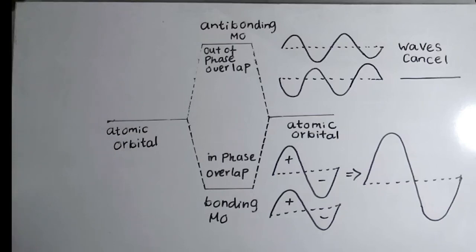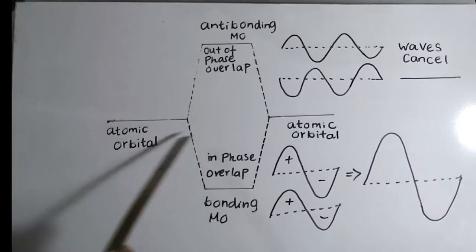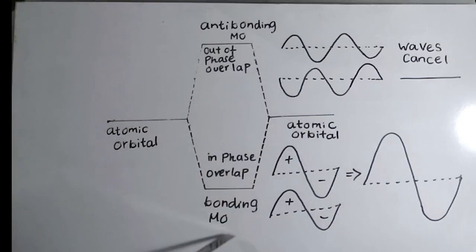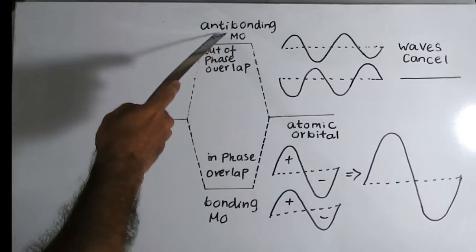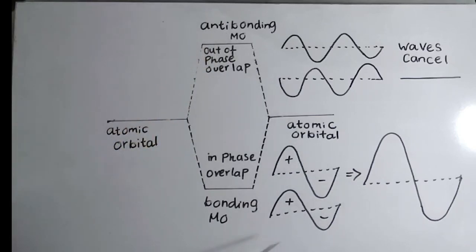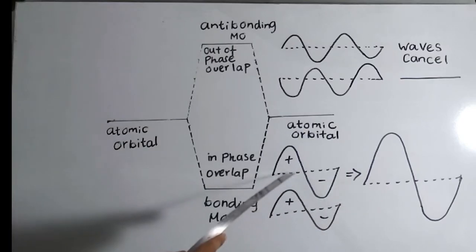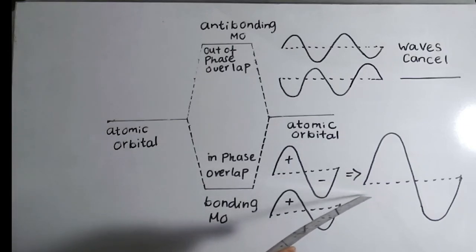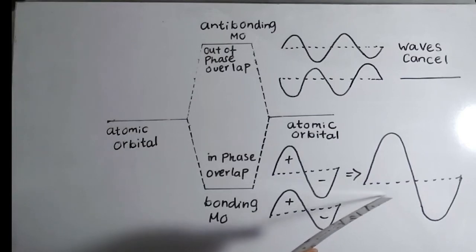Let us discuss the molecular orbitals. To create molecular orbitals, we have to have atomic orbitals, and bonding molecular orbital and anti-bonding molecular orbital. We have to recall the things we have discussed about wave properties. Bonding molecular orbital results when two waves add together. That means they are in phase. When two waves add together, it means that the density of the electron cloud is very high.